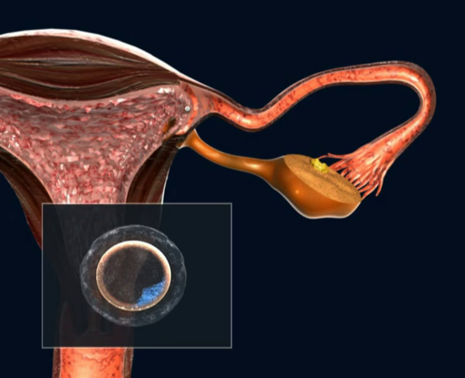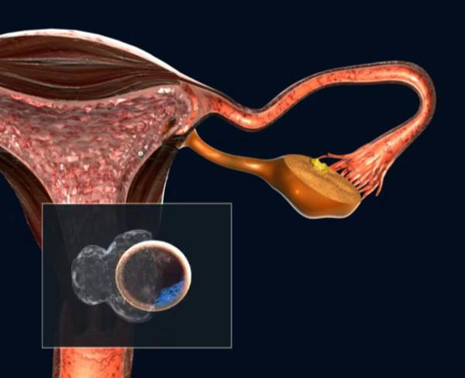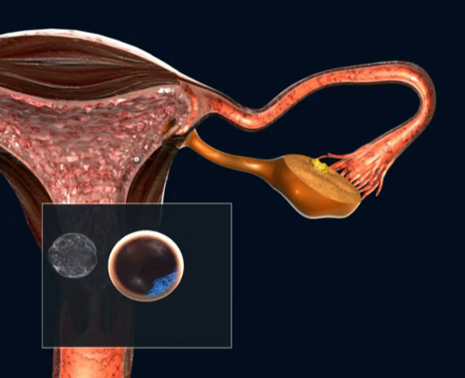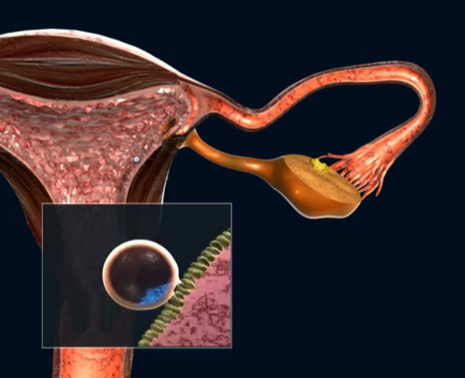The blastocyst migrates to the uterus and sheds the surrounding membrane, a process of hatching, and the embryo begins to implant in the endometrium of the uterus.